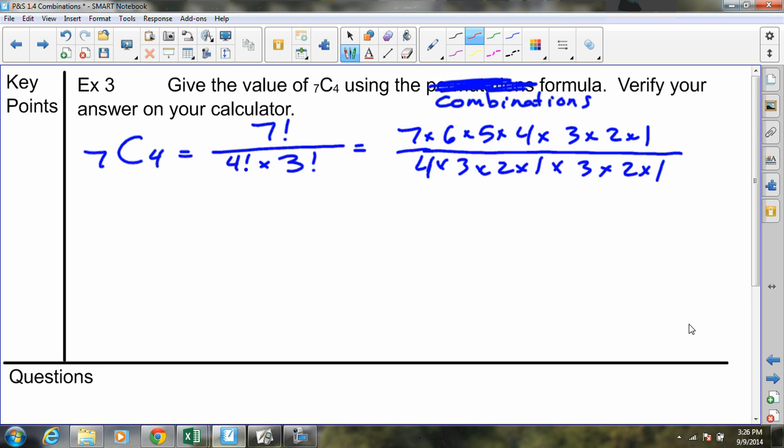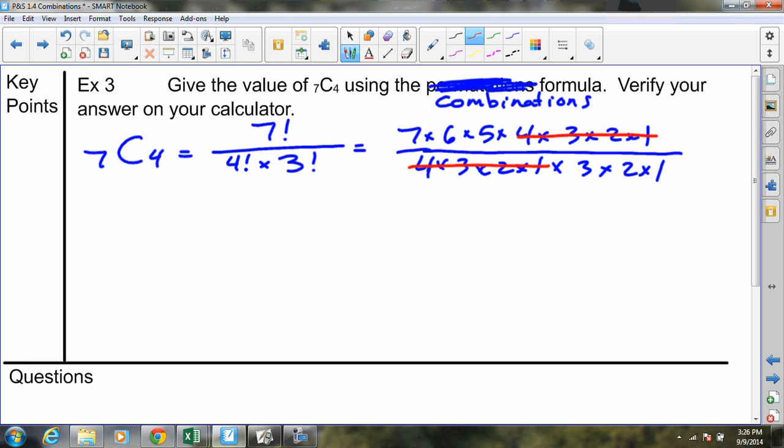Now, which pieces will cancel? We do have 4, 3, 2, 1. Those cancel. 3, 2, 1. Well, big thing worth noting, though, that Garrett noticed. 3 times 2 times 1.